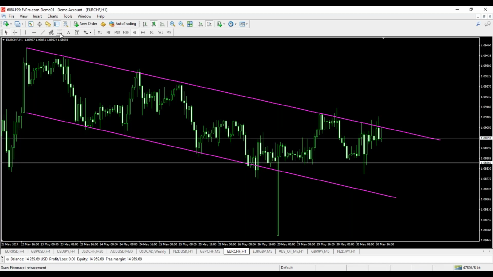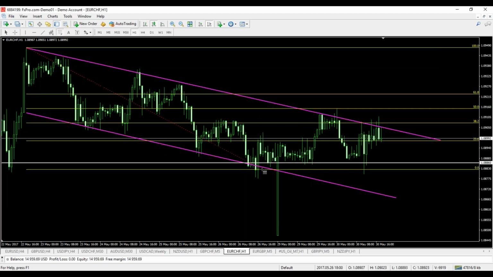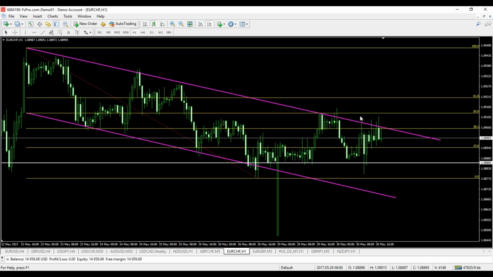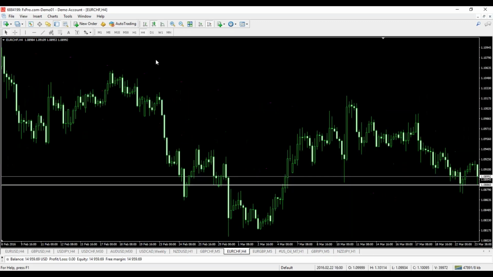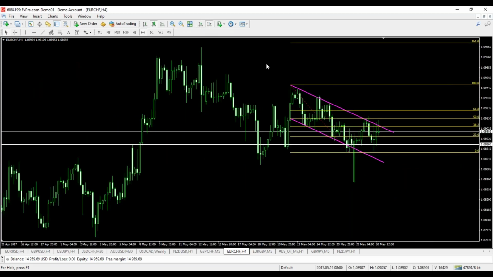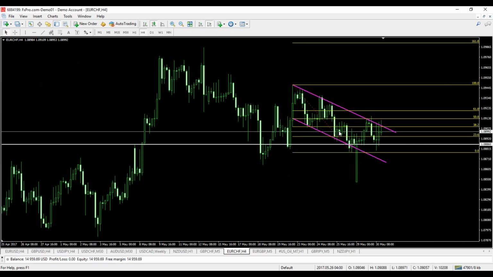If this happens, you can use the Fibonacci levels stretched from the bottom of the trend to the top of the trend to measure for how long the price increase can continue. Here it is, over here.